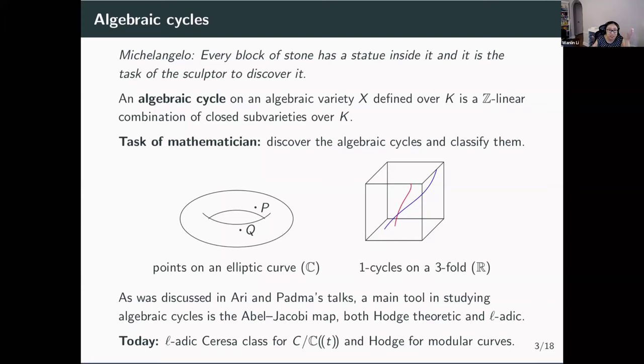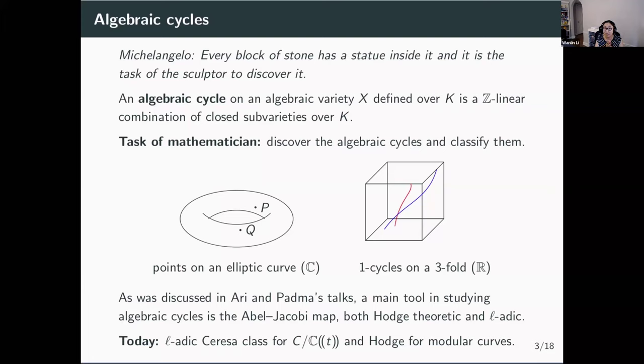So here are two pictures if you want to visualize algebraic cycles. The first one is if you think about an algebraic curve over C, which can be drawn as a Riemann surface, and then the points and linear combinations of points on the Riemann surface are algebraic cycles. And for the second picture, if you think about a threefold, now we can't draw a complex picture, we have to draw a real picture, and you can think about the one-cycles on a threefold as curves lying inside the cube, right?